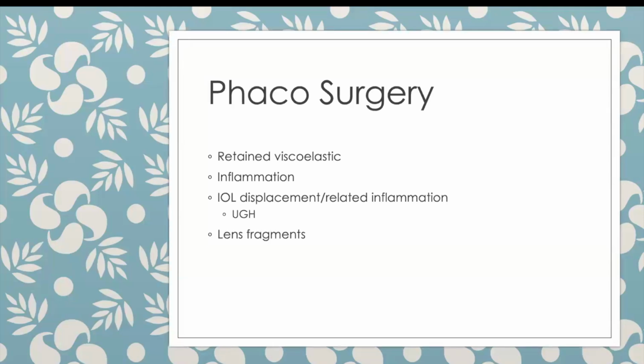But with lens fragments, again, you've got two approaches. If it's very, very small, with lots of steroids, these lens fragments, especially soft lens matter, can slowly melt away. But if you have nucleus, it's really difficult for it to melt. So sometimes you just have to go back in the eye and remove it. So be careful with lens fragments.